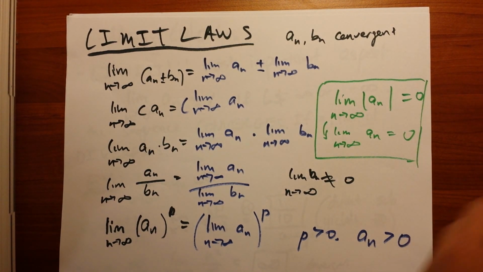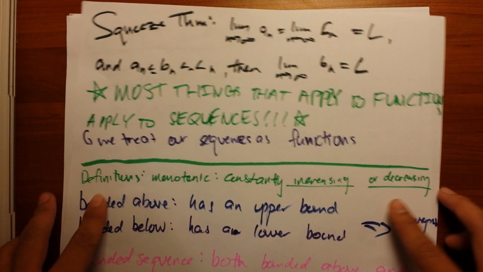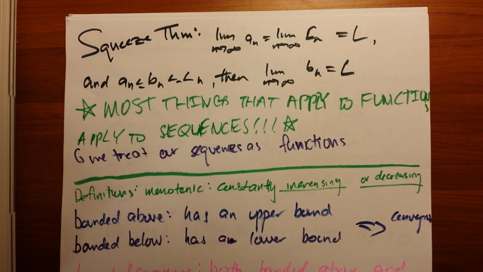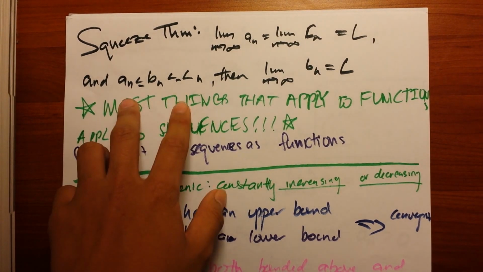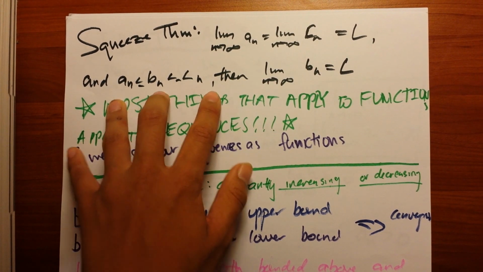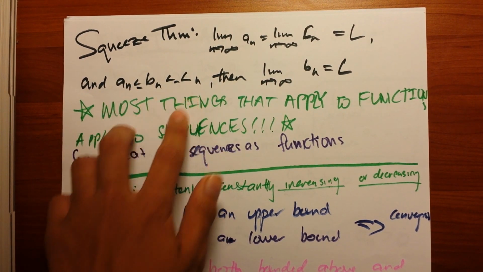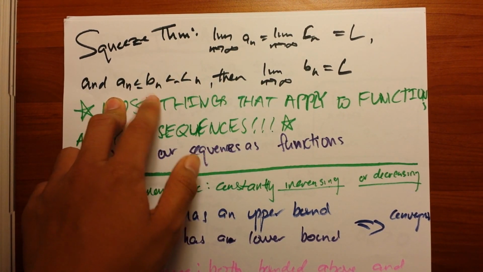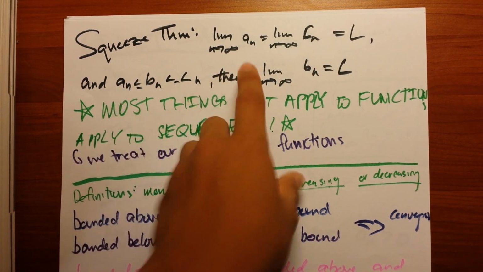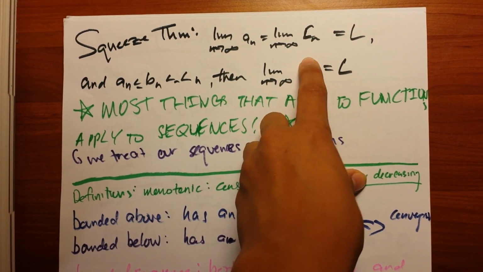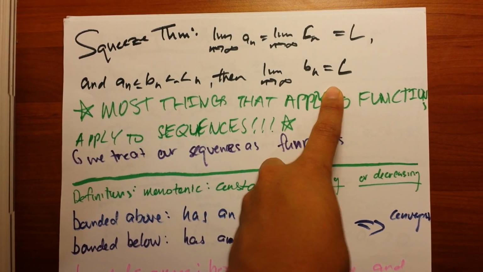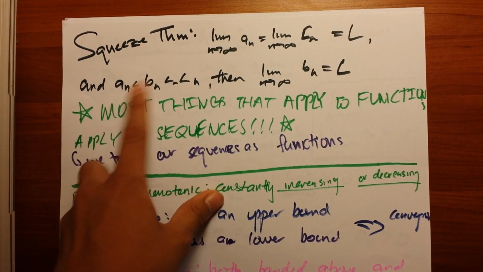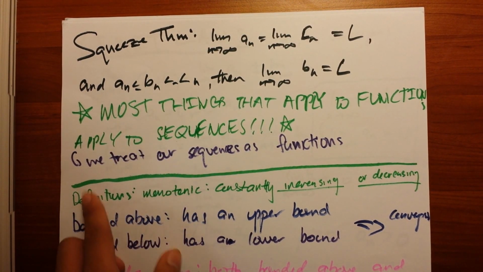So I will show an example momentarily, but now we move on to the squeeze theorem. The squeeze theorem is something we learned previously, and in a sense it's squeezing something in between two others. So let's say we have three sequences, a_n, b_n, and c_n, where a_n is less than or equal to b_n, which is less than or equal to c_n. Now, if the limit of a_n is equal to the limit of c_n, equal to some value L, the limit of b_n also has to be L.